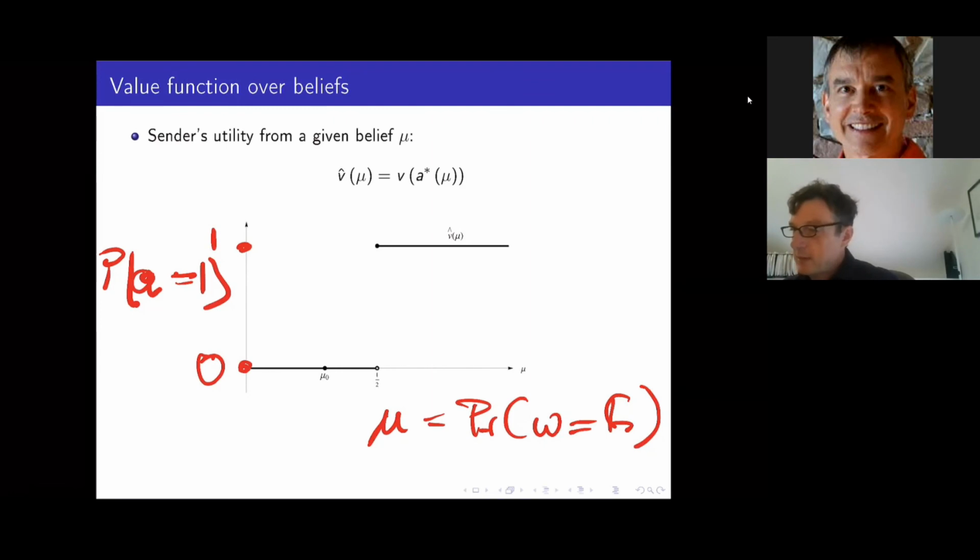We can also think about this now, not as just defining the action, but also defining the utility of the sender as a function of the posterior belief of the receiver. Okay, so let me just erase, therefore, this first picture.